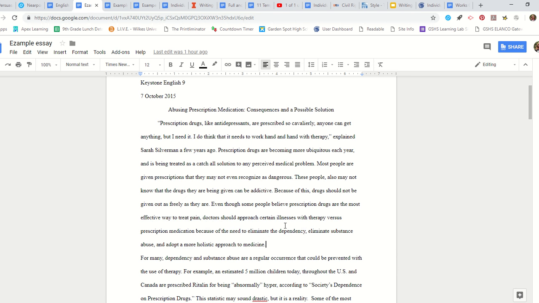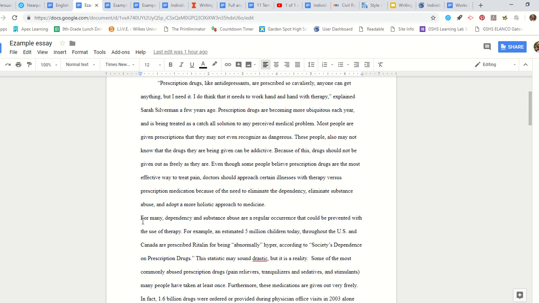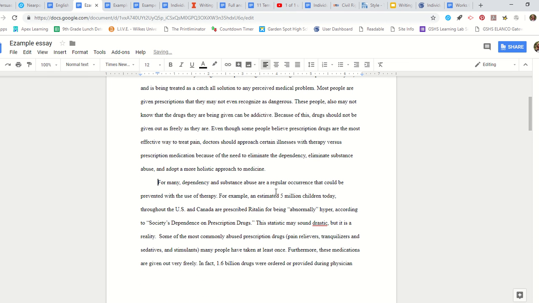Sorry, that's parallel. So that's clear, and then these points here in the thesis correlate to the topic sentences. So for many, dependency and substance abuse are a regular occurrence, so that ties clearly back to the thesis in terms of the argument, and then also that supporting idea.